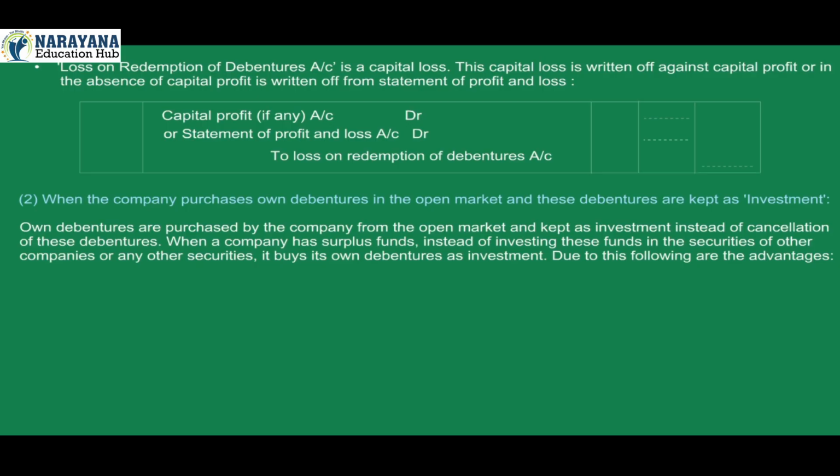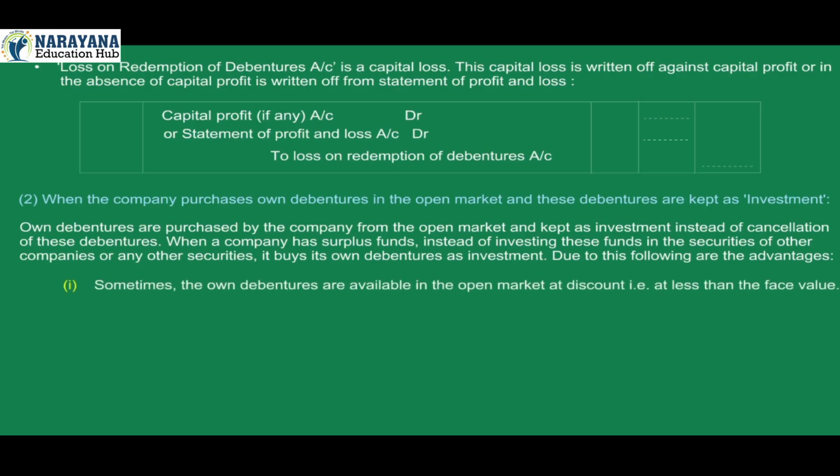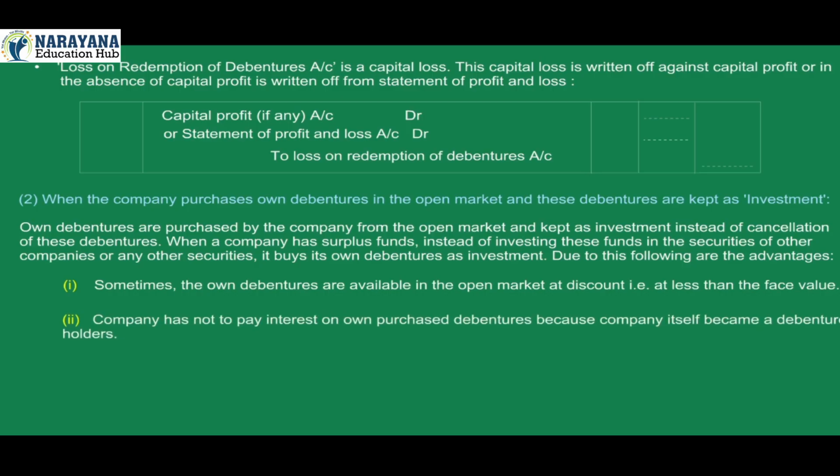When a company has surplus funds, instead of investing these funds in the securities of other companies or any other securities, it buys its own debentures as investment. Due to this, the following are the advantages. 1. Sometimes the own debentures are available in the open market at a discount, that is, at less than the face value. 2. The company does not have to pay interest on its own purchased debentures because the company itself became a debenture holder. 3. Such debentures are kept alive and can again be sold off in the market.